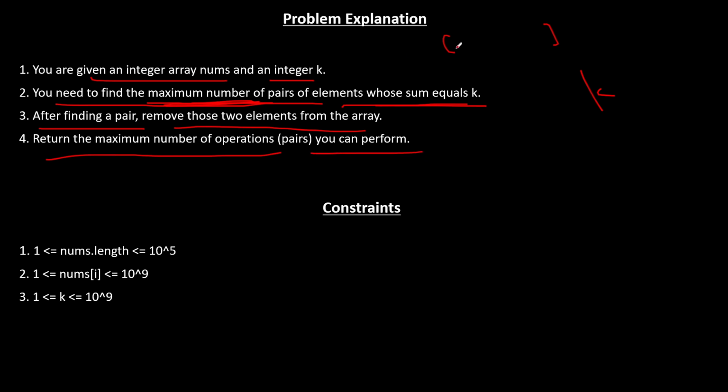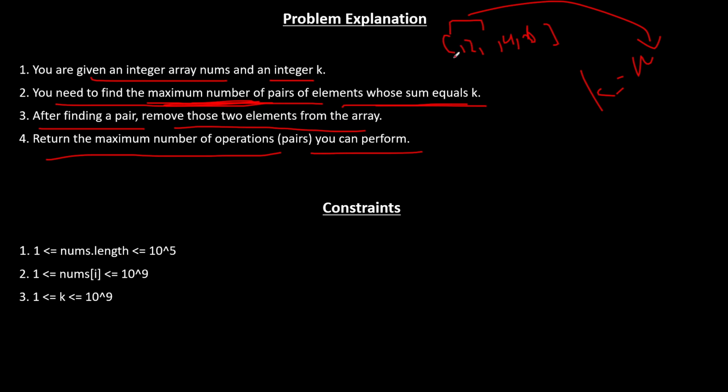Right. So basically, if we have some numbers here and k has some value x, they are saying that we need to find the maximum number of pairs of elements whose sum equals k. So for example, let 1 plus 3 equal x. So this is one pair. After finding that pair, you have to remove those elements from the array.